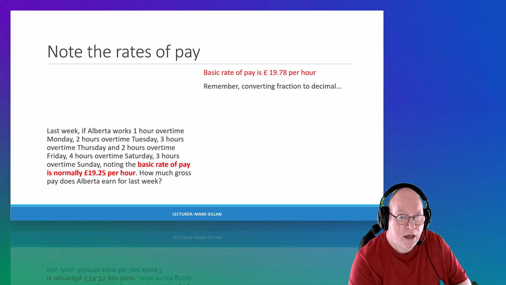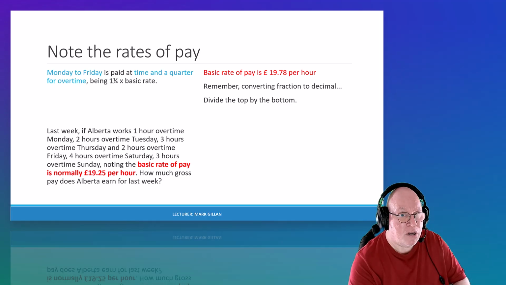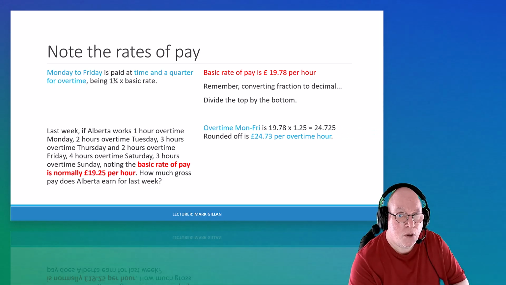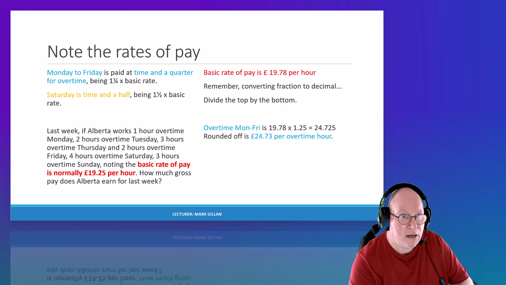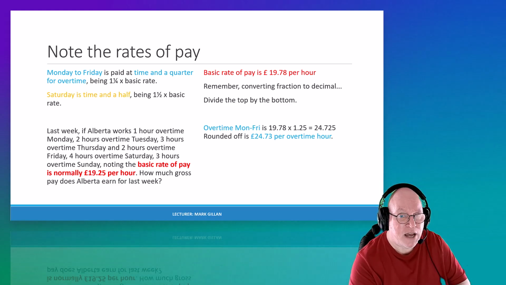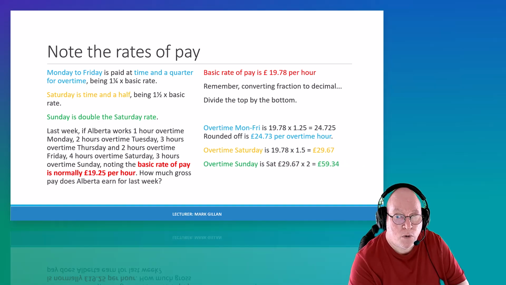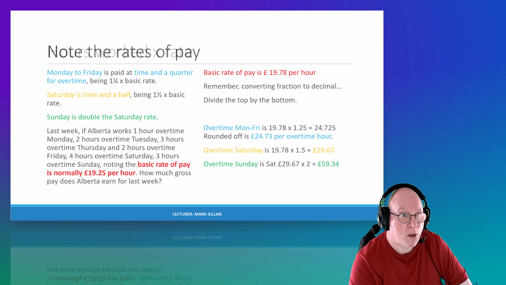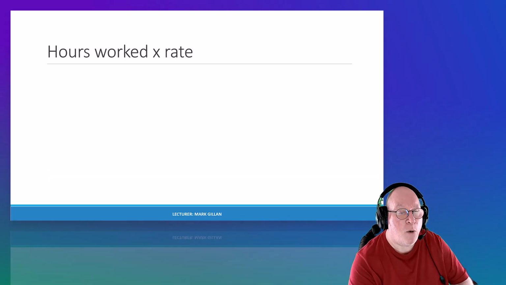So remember how to convert when we're talking about halves and quarters and so on. Whenever you're talking about a fraction, you can convert it into decimal. So Monday to Friday, time and a quarter, we can then work that out. It's the rate by 1.25. That gives us the hourly overtime rate. All we're doing is breaking it down nicely all the time. So Saturday is time and a half, and again we can work that out from the basic rate. Sunday is double the Saturday rate, so all we do is double the Saturday rate. We multiply it twice, so we get two lots of it. So then we want to work out the hours worked.